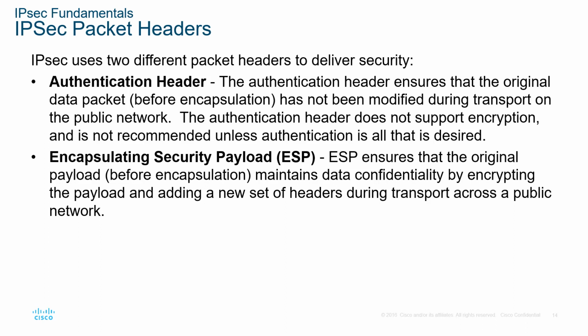If we need protection, if we need security, we're going to have to look at the ESP, or the encapsulating security payload. ESP will ensure the original payload maintains data confidentiality by encrypting the payload and then adding a new set of headers during the transport across a public network. We can either pick from AH or from ESP.